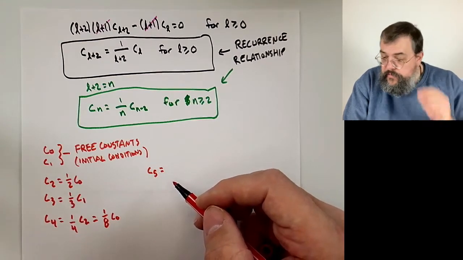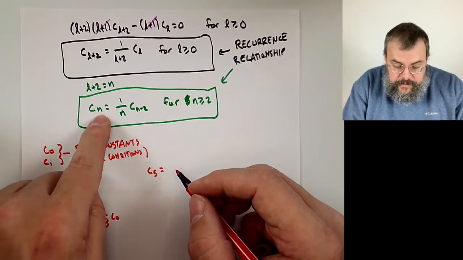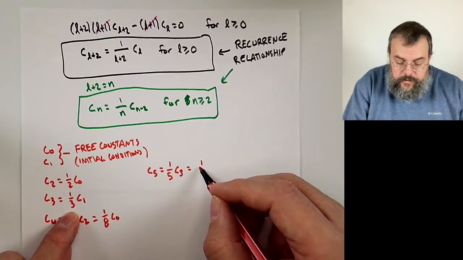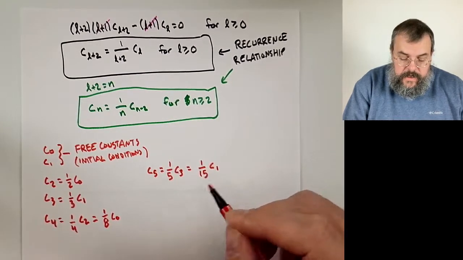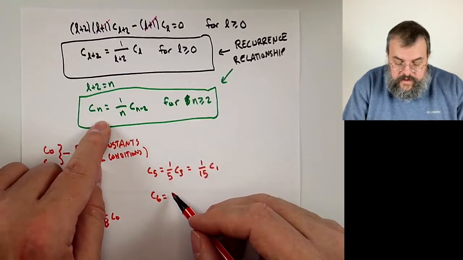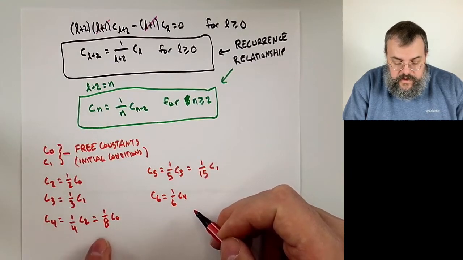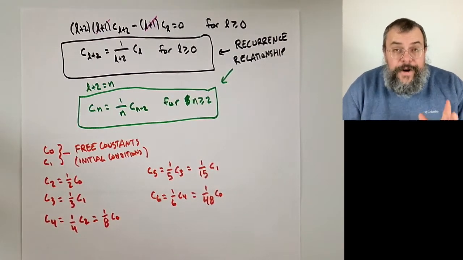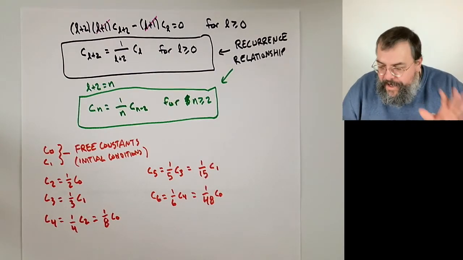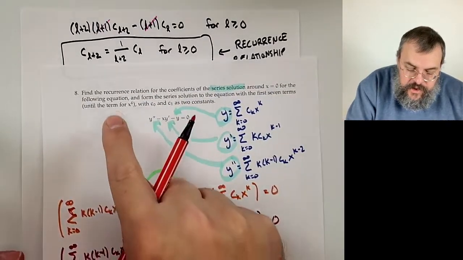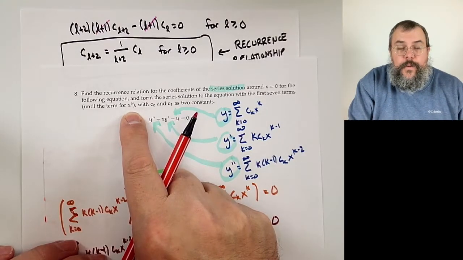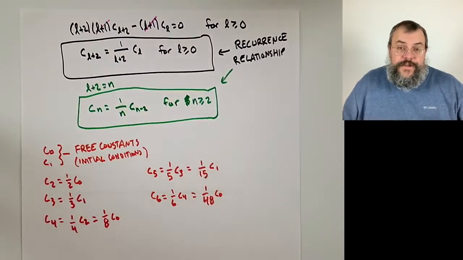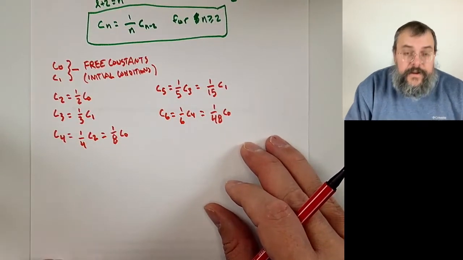All right, well, how about C5? What would that be? C5, n equals 5, 1/5 C3. But we know what C3 is, so 1/5 times 1/3 is 1/15 C1. How about C6? Well, n equals 6, 1/6 C4. Well, what's C4? 1/8 times C0. So 1/6 times 1/8 makes 1/48 C0. And now we stop. Why? Remember it said until the term x to the 6. Well, what's the coefficient for x to the 6? That's C6. So once we hit C6, we've hit the first 7 terms.